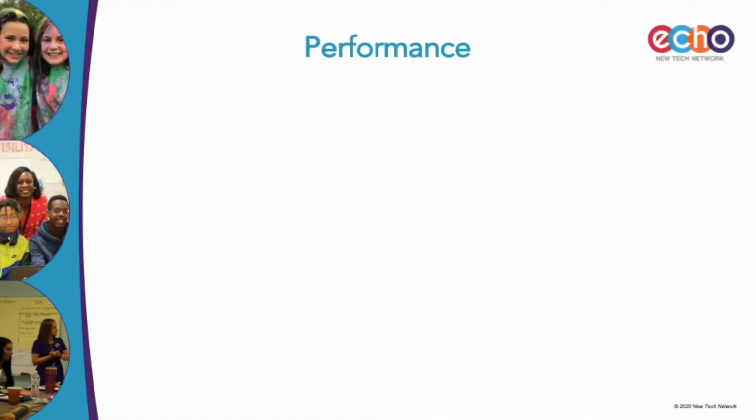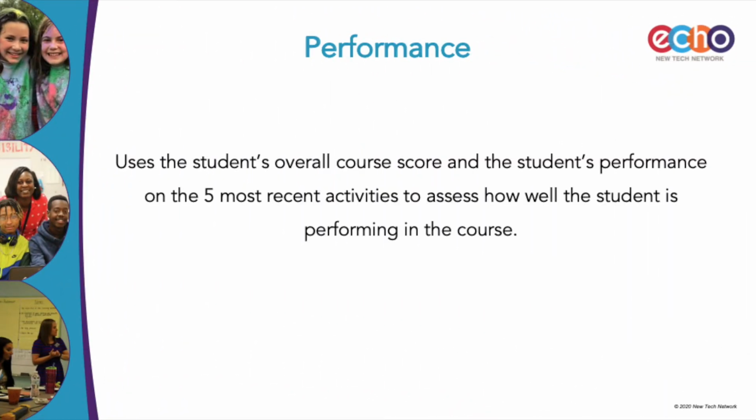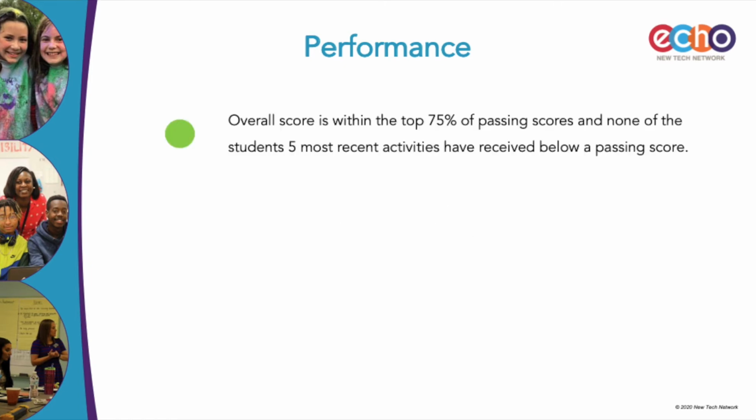Now let's talk about performance. The performance column uses a student's overall course score and the student's performance on the 5 most recent activities to assess how well the student is performing in the course. A green circle indicates that the student's overall score is within the top 75% of passing scores, and none of the student's 5 most recent activities received a below passing score.